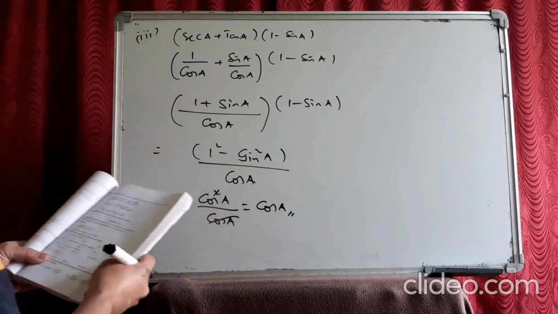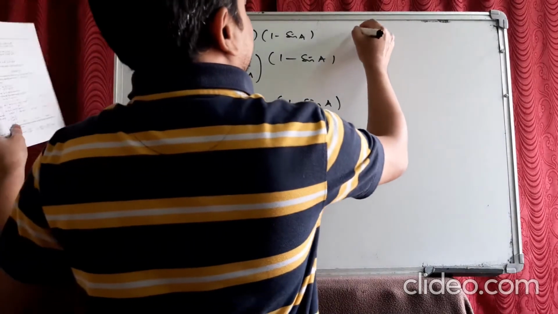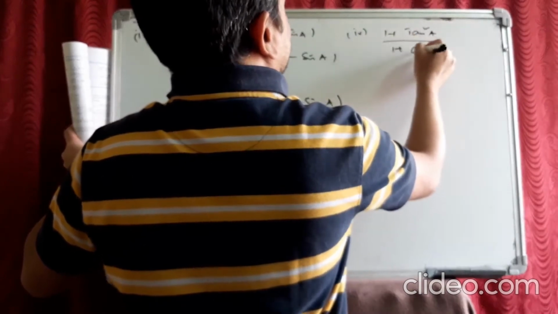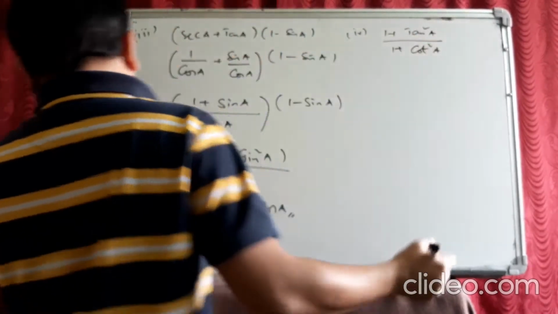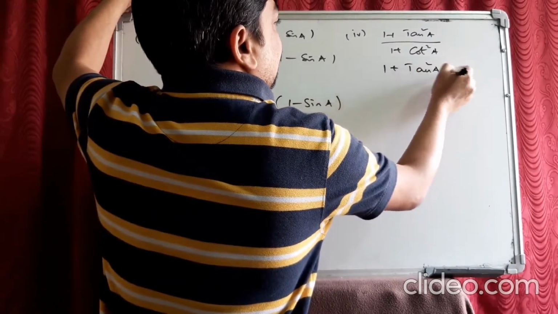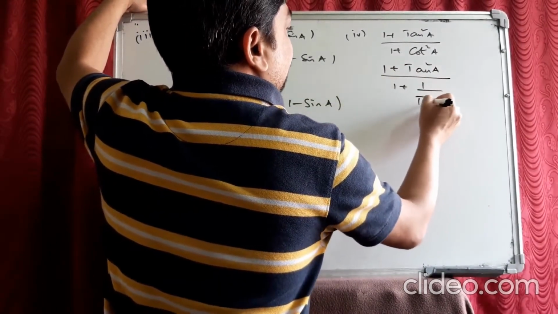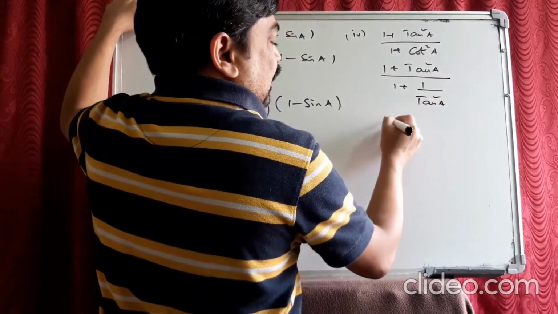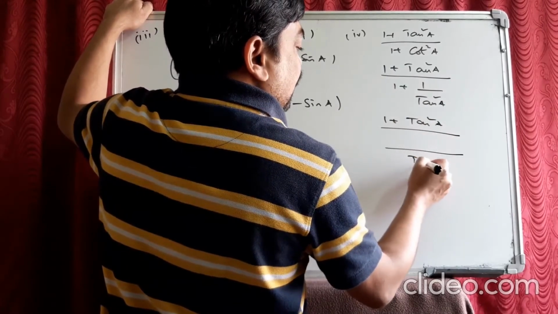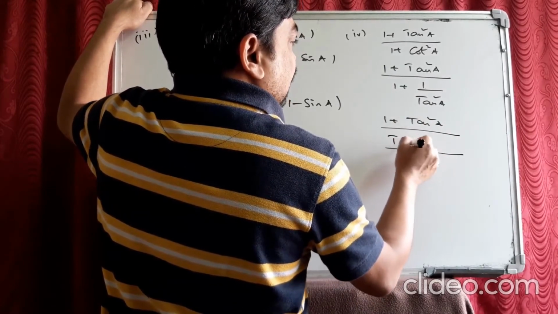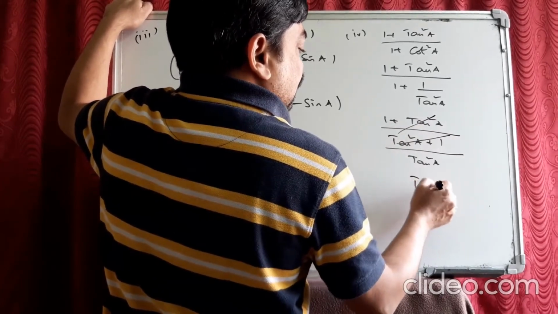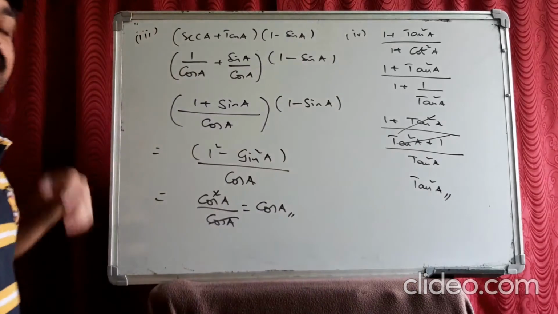Same the fourth one. 1 plus tan square A by 1 plus cot square A. Don't change the numerator. In the denominator, cot square A is 1 by tan square A, so 1 plus 1 by tan square A. The LCM in the denominator is tan square A, giving tan square A plus 1 by tan square A. You can cancel these two. So this becomes tan square A.